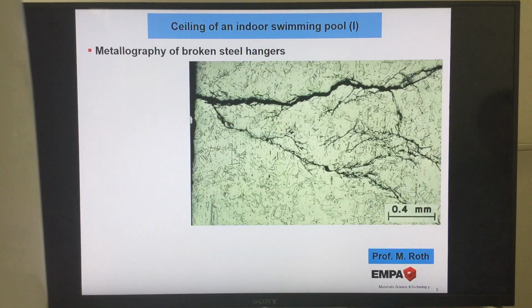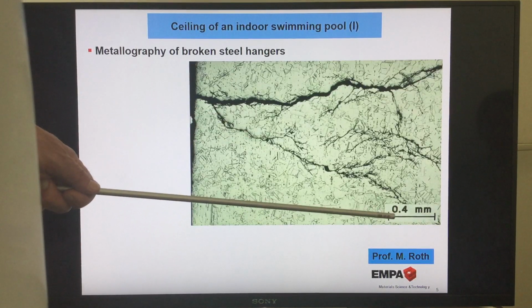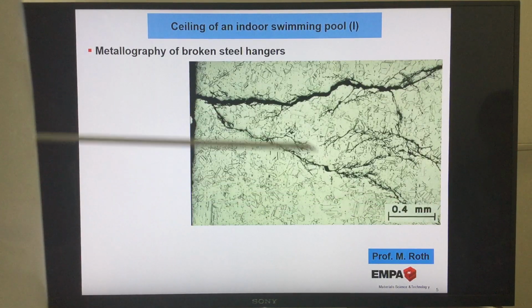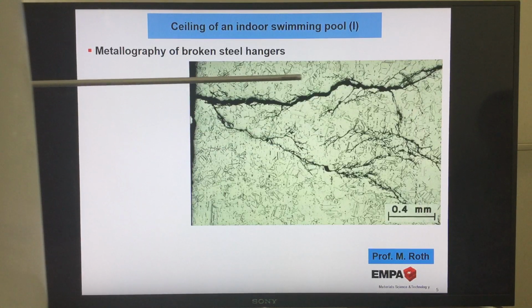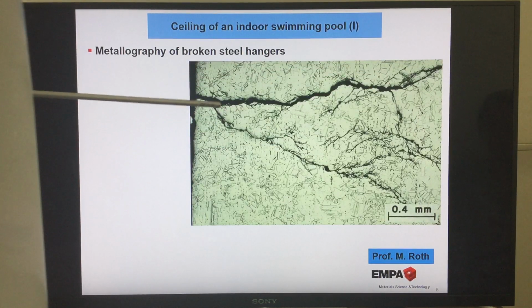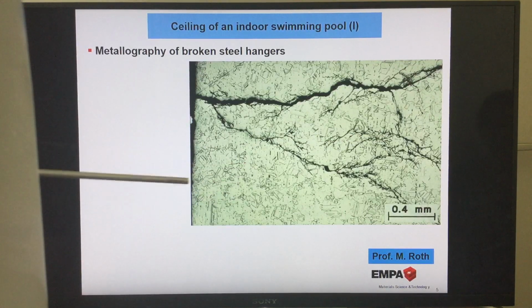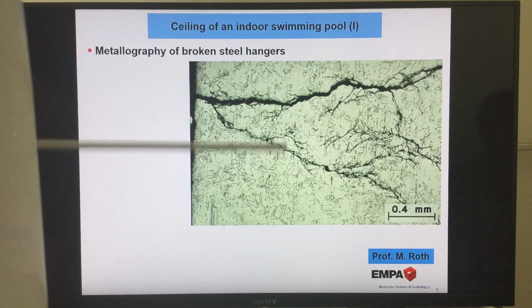Now look, this is a cut through the material. So this is the surface of the material. This is what we see on the top. I come back to this later. And what we see very, very deep, you know, it has a scale of 0.4 millimeter. So very, very deep. It's full of cracks, our material. This is our austenitic material. You see very nicely here the twins of the microstructure.